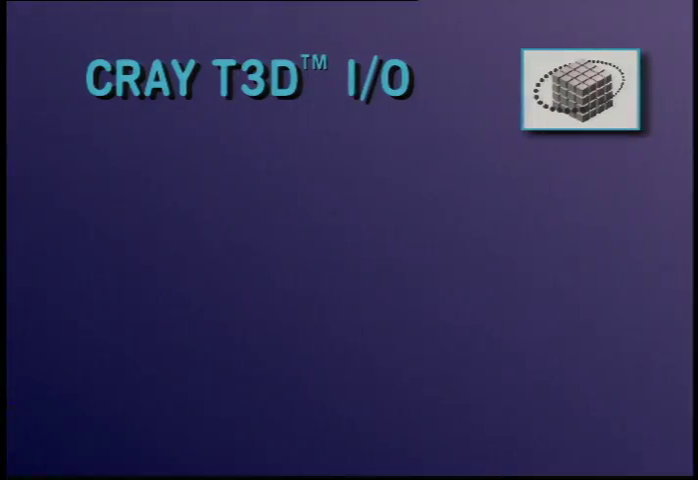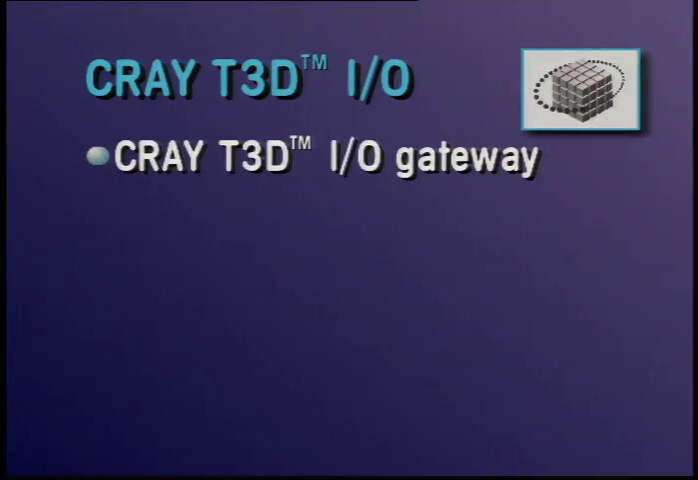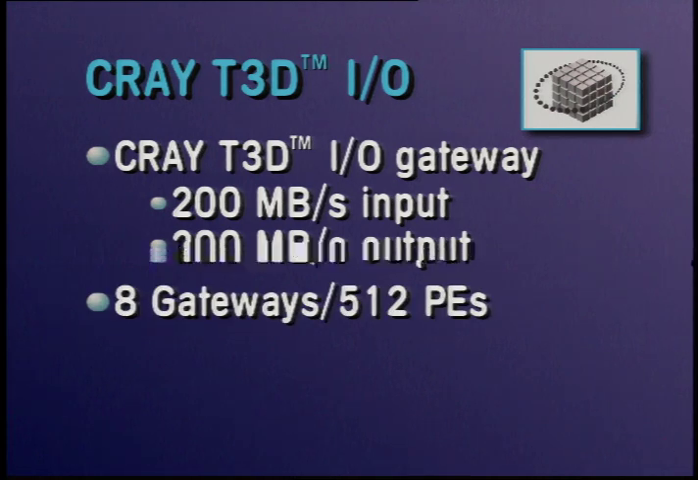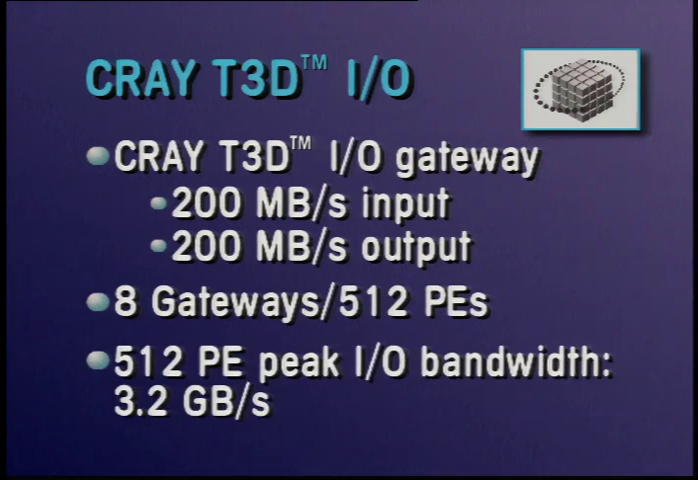A single CRAY high-speed channel consists of two unidirectional channels, one input and one output, each capable of 200 megabytes per second, coupled with a low-speed control channel that allows the passing of supervisory information. Each high-speed channel pair connects to a specialized node within T3D called a gateway. There are 8 gateways for every 512 processors in a T3D system. Aggregate I/O bandwidth for 512 processors is 3.2 gigabytes per second.